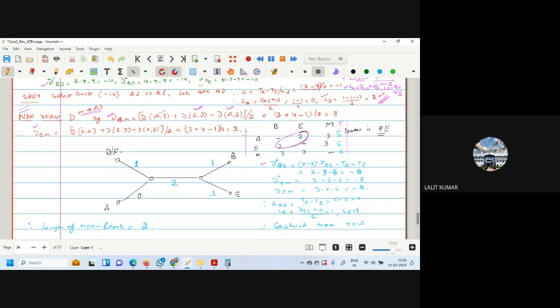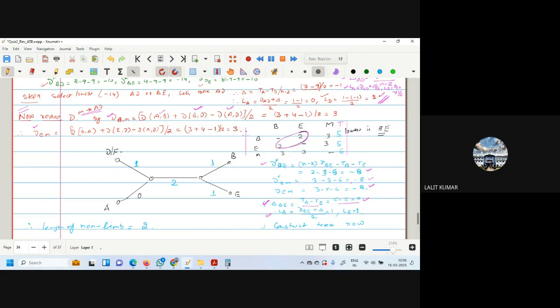You find the D star using the same formula, N minus 2, but now N will become 3. So N minus 2 into DBE, which is 2, minus the total distance of B, minus the total distance of E. This is 2 minus 5, which is minus 8. DBM also comes to minus 8, DEM also comes to minus 8. But now we know that B is the one, so we have to find only for BE. So delta BE will become TB minus TE divided by N minus 2, which becomes 1. So delta is 0.